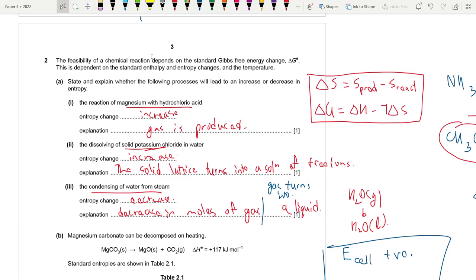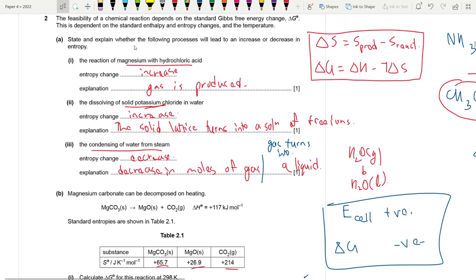The feasibility of a chemical reaction depends on the standard Gibbs free energy. If Gibbs free energy is negative, then the reaction is feasible. So, state and explain whether the following processes will lead to an increase or decrease in entropy. Entropy is the measure of randomness of a system. So, if we react magnesium with HCl, acid plus metal actually gives us a salt and hydrogen gas. Since a gas is produced from a solid and liquid, entropy should increase. Okay, that's the logic. Dissolving solid potassium chloride in water. If you dissolve the solid in water, it turns into aqueous ions, which are more disordered, right? So the solid lattice turns into a solution of free ions. So entropy does increase.